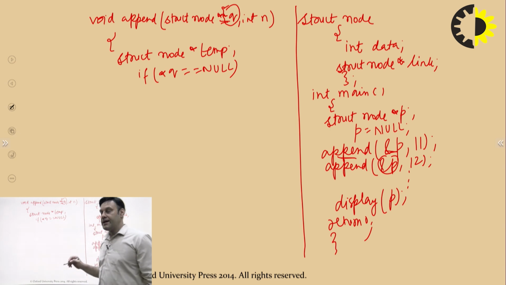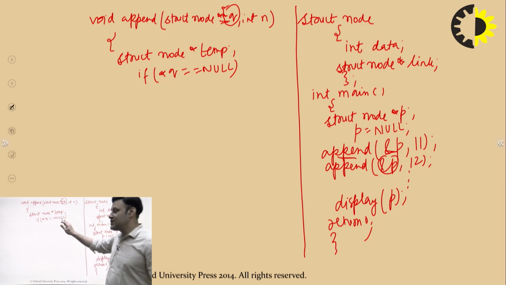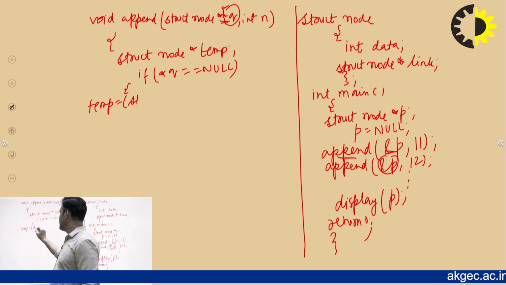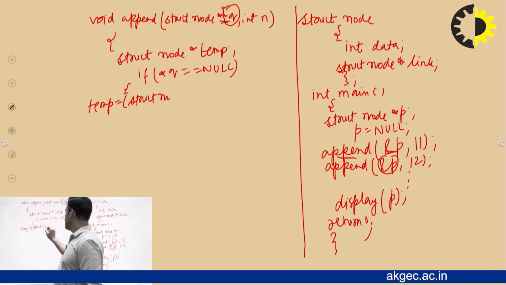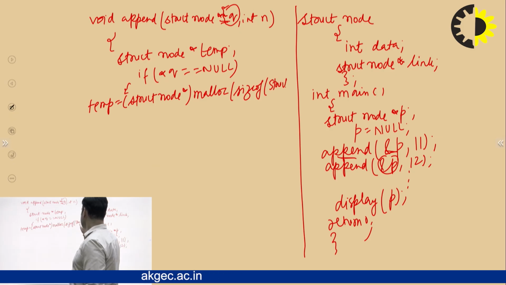It means that initially my linked list is empty. There is no node in my linked list. So this condition will be true. Then what we'll do? Then perform this operation. Temp is equal to struct node star malloc function that I have shown you, malloc size of struct node.